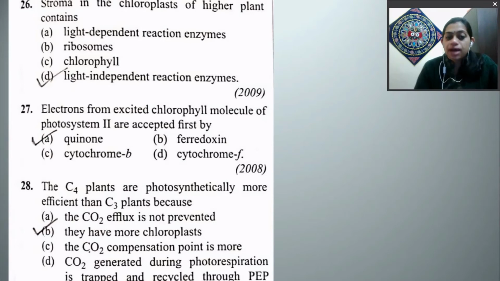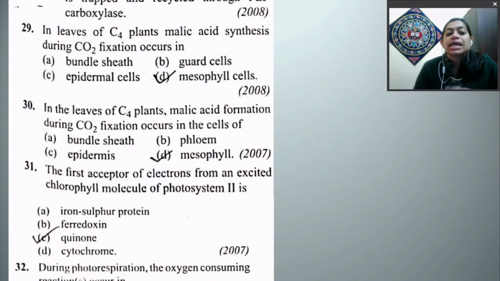The C4 plants are photosynthetically more efficient than C3 plants because the CO2 efflux is not prevented. They have more chloroplast. Yes, so that is the right answer. The CO2 compensation point is more. No. CO2 generated during photorespiration is trapped and recycled through PEP carboxylase. This is also wrong. In leaves of C4 plants, malic acid synthesis during CO2 fixation occurs in bundle sheath, guard cell, epidermal cells and mesophyll cells. So the trapping happens in mesophyll cells, after that fixation happens, then it is transported to the bundle sheath.